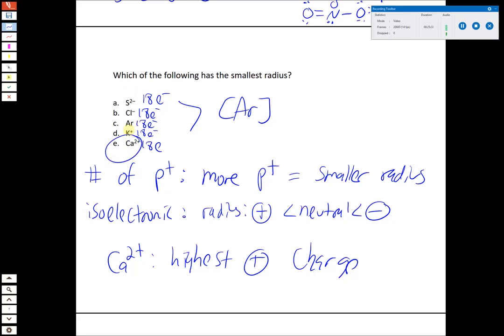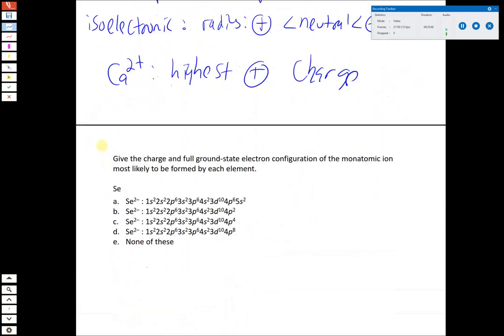All right, so for ranking sizes of ions, we can't think just about the periodic table. We have to think about how many electrons and how many protons they have. And in a situation like this, where they have the same number of electrons, the comparison becomes very straightforward. Just rank them in order of charge, positive being the smallest, negative being the largest, in terms of radius.